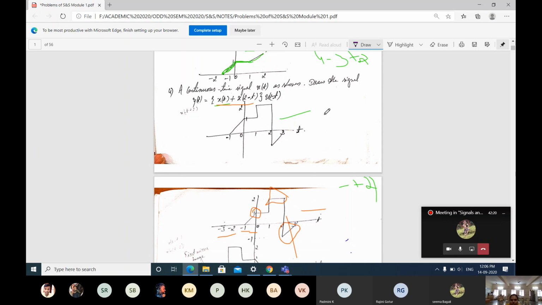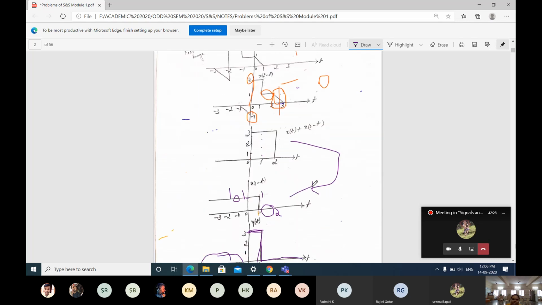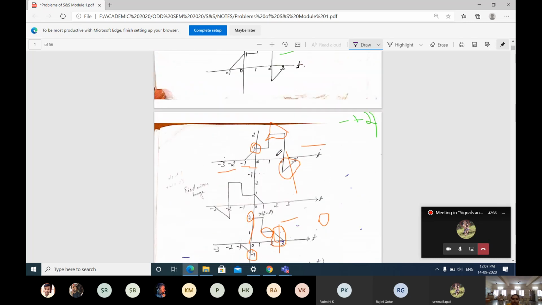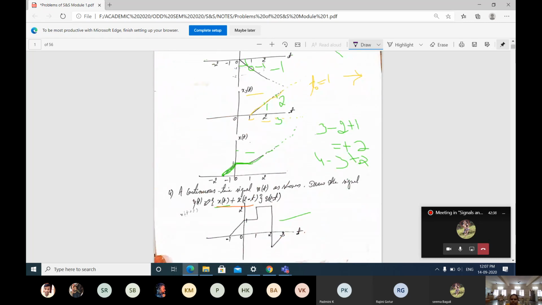You know how u of t goes. Then do the 1 minus t operation on the u of t function, and you will get a signal like this. Then multiply both the signals, and you will get the result. This is how you have to do the operation for this function.